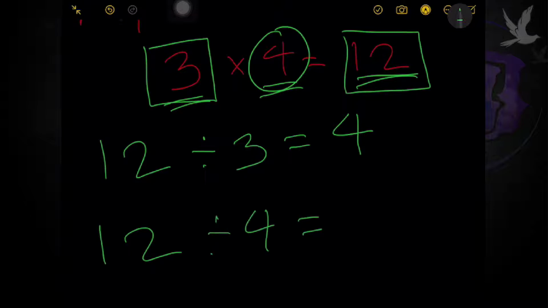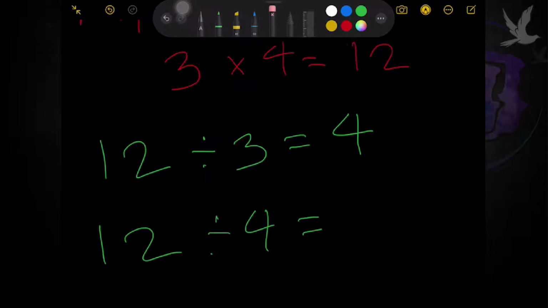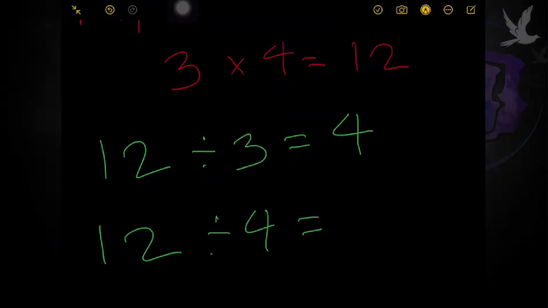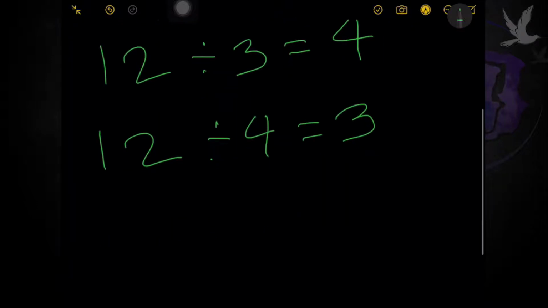So in this case, we made use of 12 and 4. So what's missing in the equation is 3. So which means 12 divided by 4 will basically give you 3. Okay, just to show you that logic there.